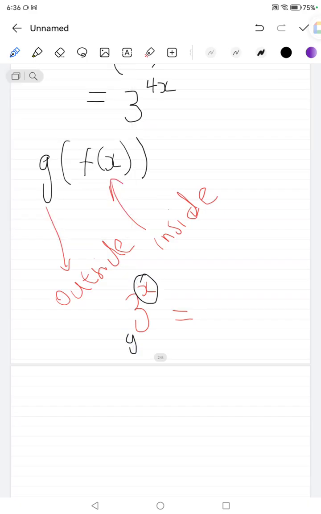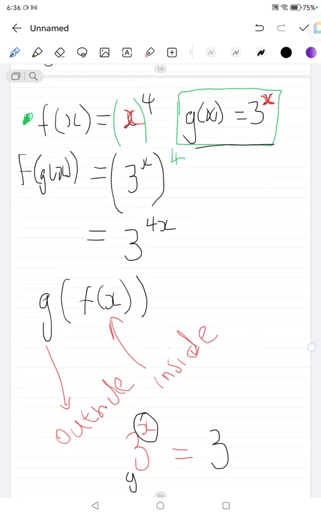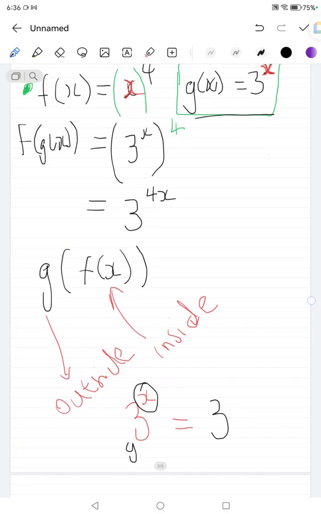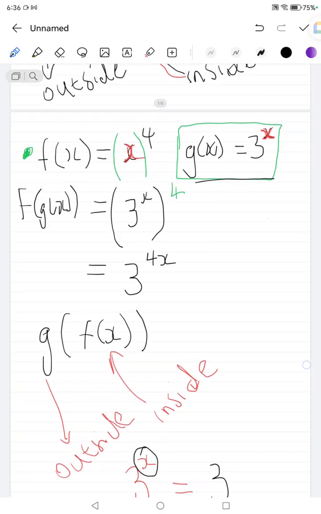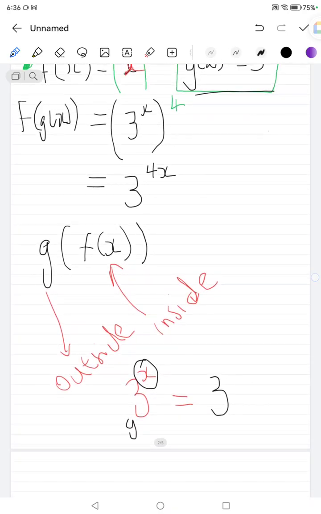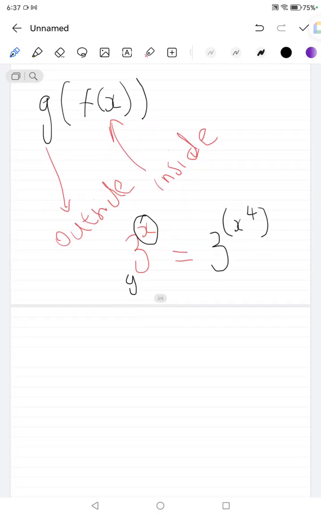So remember, this is your g. Now it means you're going to have your 3. What are you going to have? Your f of x is your x to the exponent 4. So now you have your x to the exponent 4 on this side. So now your final answer is going to be what? Your 3 to the exponent x to the power 4.